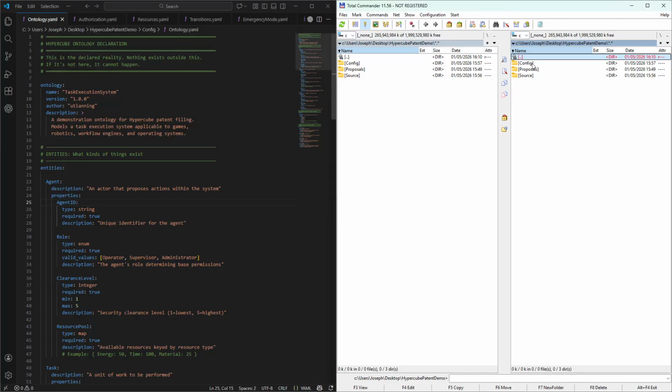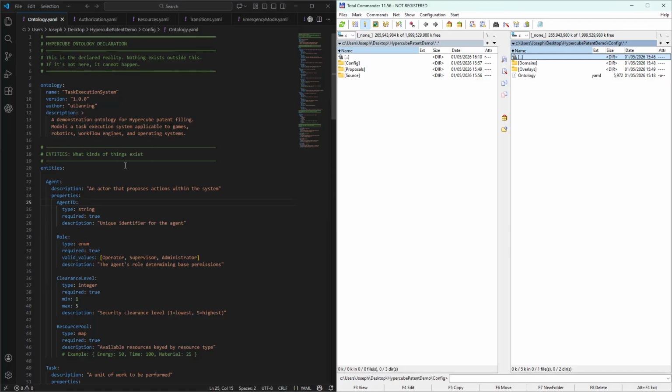Every Hypercube begins with an ontology. This is the declared reality. What exists, what properties things can have, and what states are valid, as well as what transitions are possible. I am building a task execution system. This could be a game handling quest permissions, a robot deciding if an operation is safe, or a workflow engine managing job authorization. The pattern is universal.